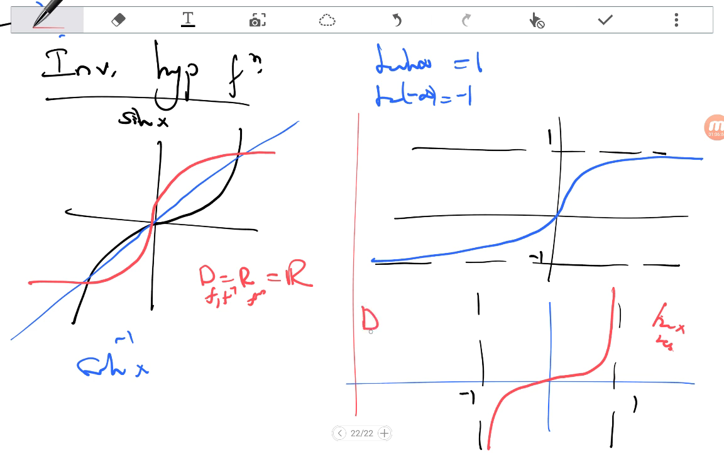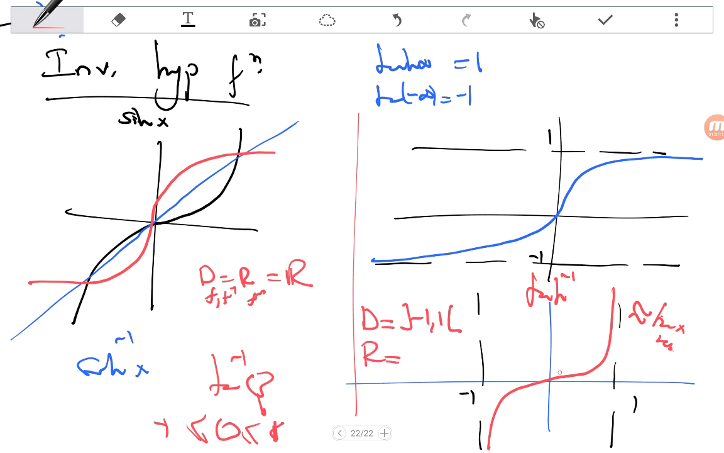Now we have here the domain. What is the domain of the tangent inverse? This is called tangent inverse. Its domain is open from -1 to 1. So whenever I have a tangent inverse of something, I take that thing and put it inside an inequality to find the domain. What about the range? The range is obvious, it is just R.